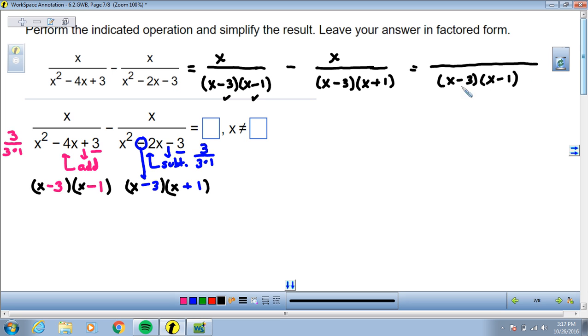And any factors from the second denominator that I have not listed. So I already listed the x minus 3, right? Which one am I missing? X plus 1. So I need to add the x plus 1 to my list. Okay?